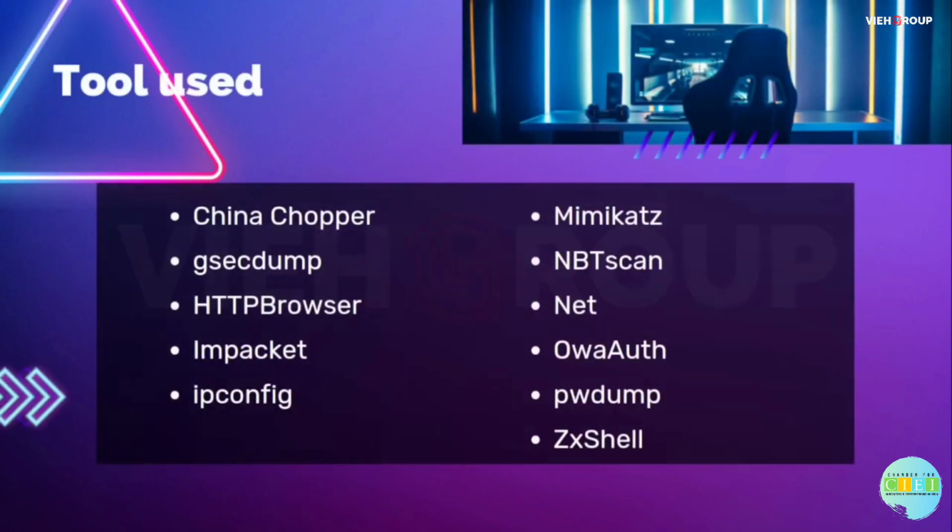Most probably you all are going to learn about this. You can search on GitHub, you can search on Google, you'll get a lot of information. So these were the tools that are also being used right now by the APT-27 group. First one is the China Chopper, second is the JetStack dump, third one HTTP browser, Impacket, ipconfig, Mimikatz, NVT net, OAuth, pwdump, ZXL. So these are a couple of tools that were being used by APT-27 for performing the attacks.